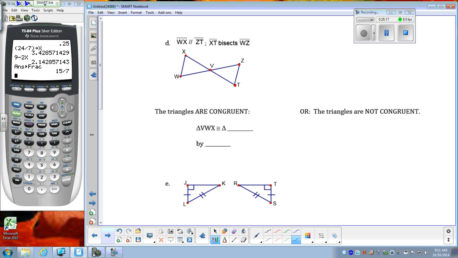Letter D. I know that WX is parallel to ZT. So then I can use some parallel angle pairs.